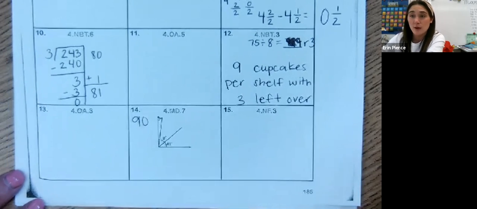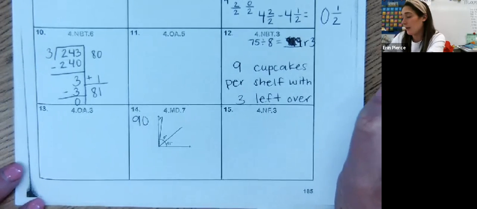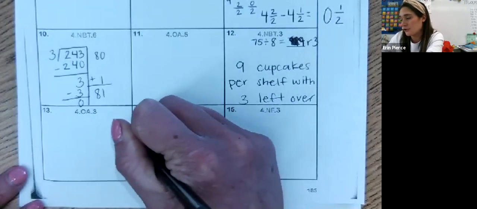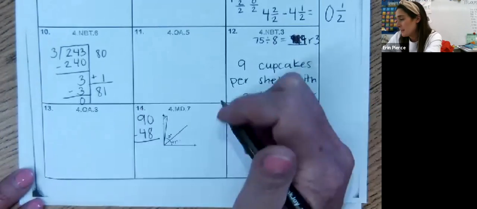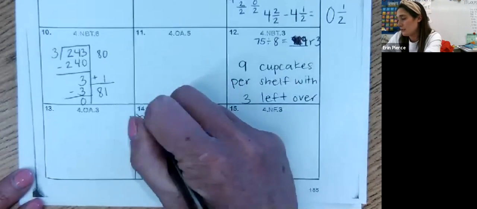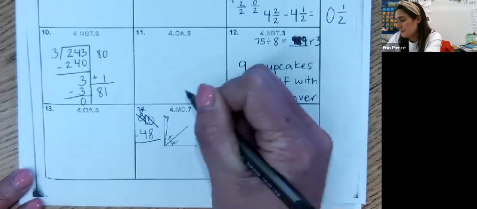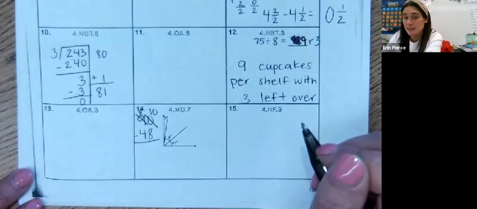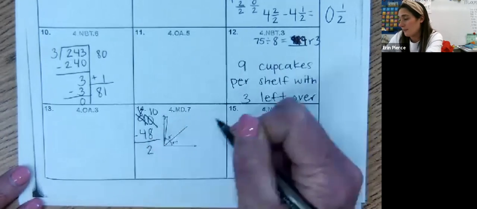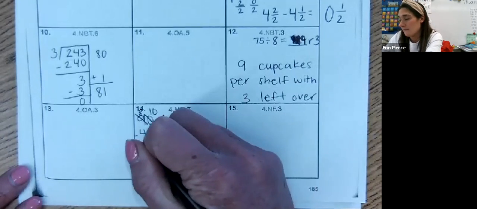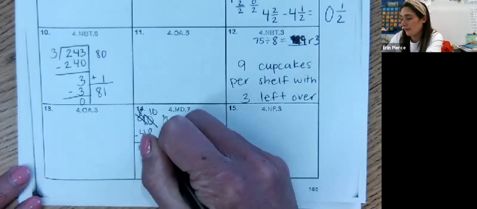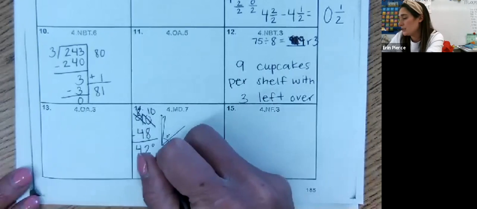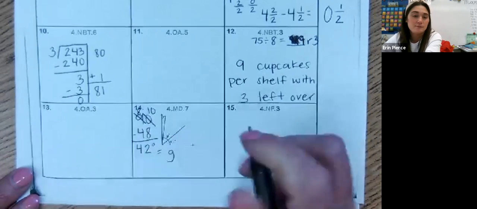So if I do 41 plus 7, I have a sum of 48. I need to subtract that from 90 to get to G. So 0 minus 8, I can't do it. 9 becomes 8. 0 becomes 10. 10 minus 8 is 2. 8 minus 4 is 4. So I have an answer of 42 degrees, which equals G.